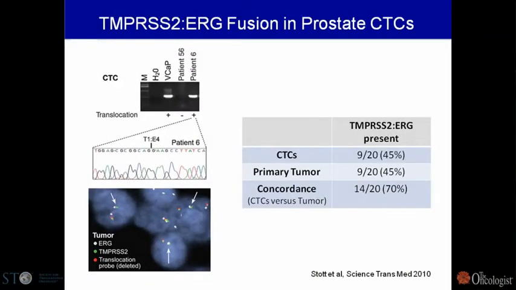Now, we did some molecular analysis here. As you know, this is the TMPRSS2-ERG translocation. We can actually isolate enough high-quality RNA from CTCs to be able to amplify the translocation and sequence it. And here's an interesting observation: when we looked at the localized primary tumor from prostate cancers, about 45 to 50% had the TMPRSS2-ERG translocation in their primary prostate cancer. When we looked on average 3 to 5 years later, when they had metastatic disease, we had the same number, about 50% had CTCs that were positive for the translocation, but the concordance was only 70%.